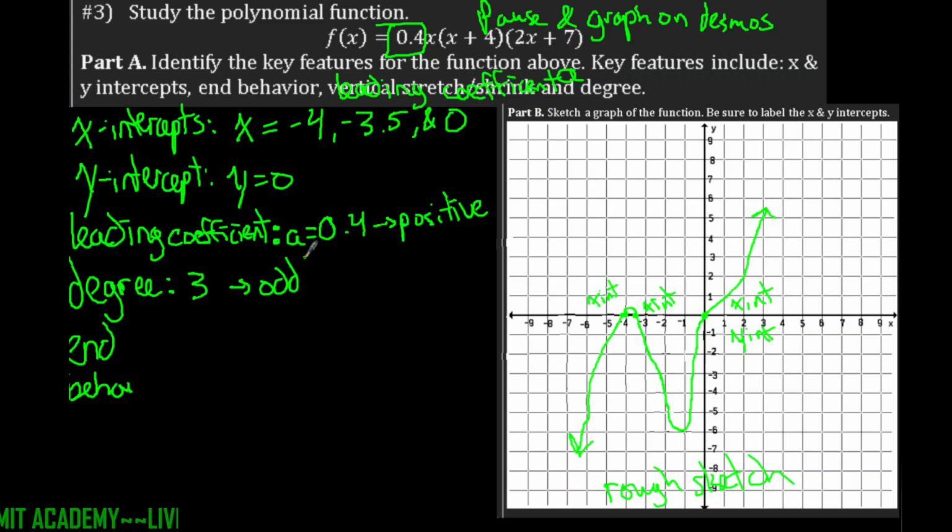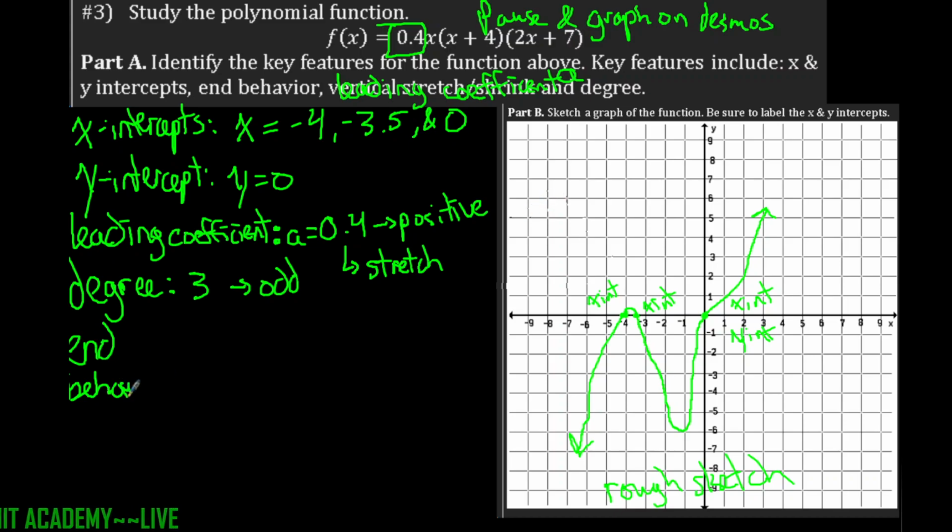Oh, sorry, let me also add, if I'm talking about vertical stretch and shrink, I would say this is also, since it's between 0 and 1, it's going to be a stretch. It's a stretch because, as your values get closer to 0, it should be expanding.